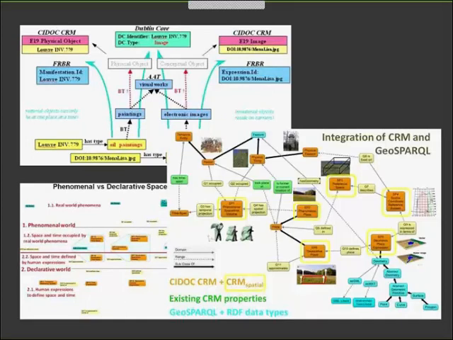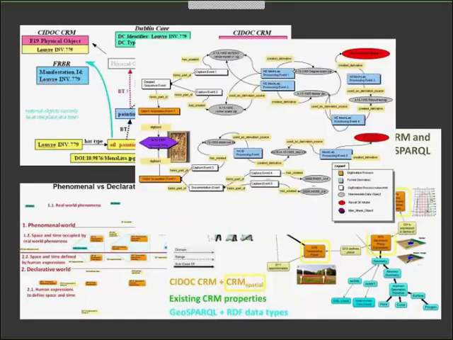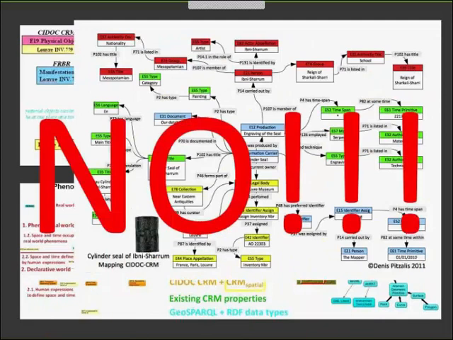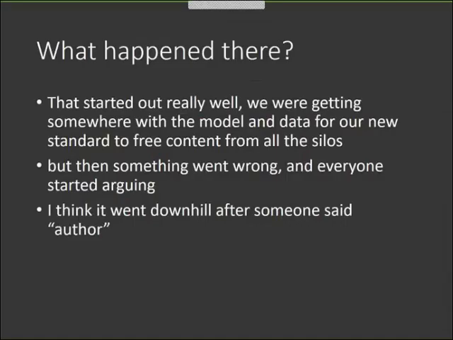And we add more and more features to our descriptive model so that more and more institutions' objects can be described by it. And we end up with far too much information. We're trying to solve too many problems at once. Our standard is confusing what's important about getting pixels onto the screen. So what happened? What happened in that explosion of complexity in our model? It started off really well.